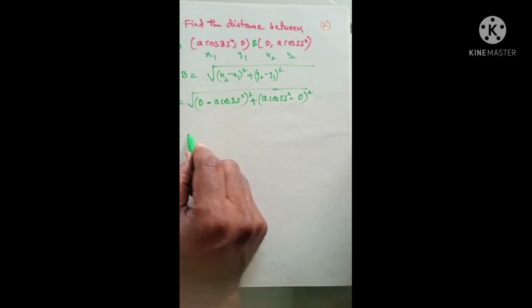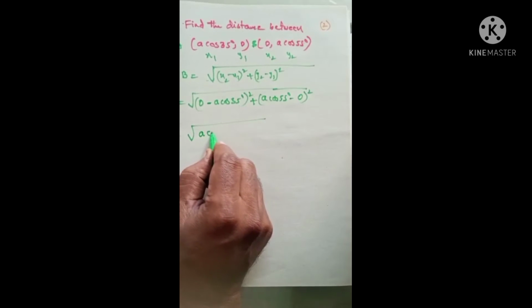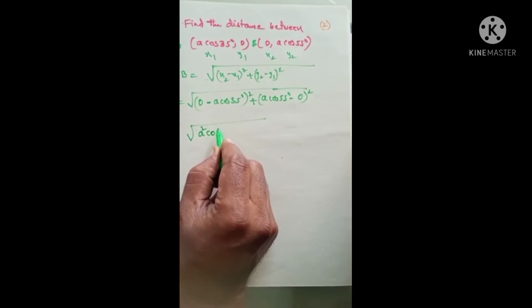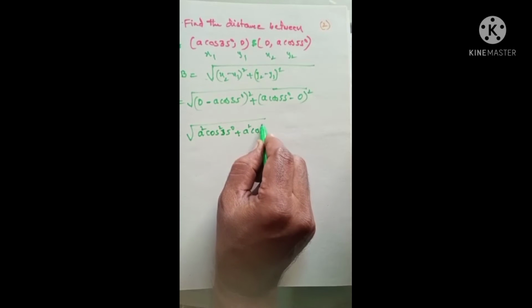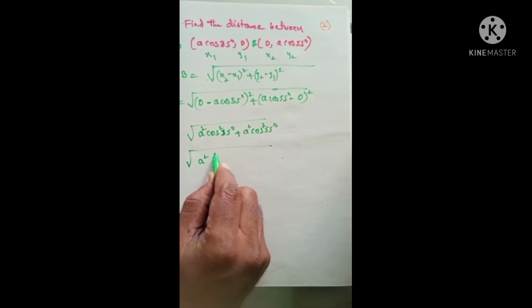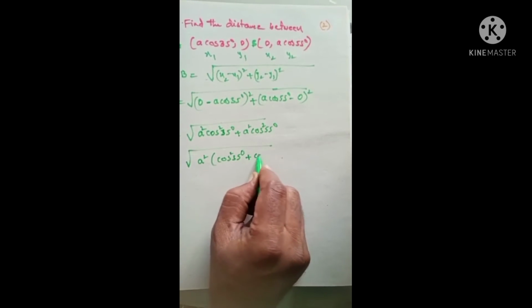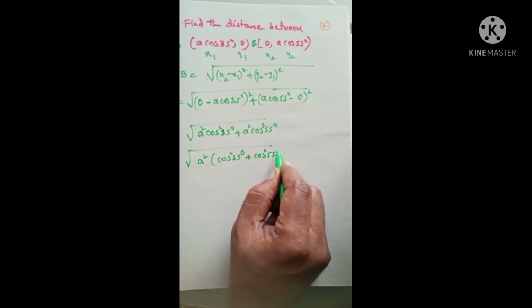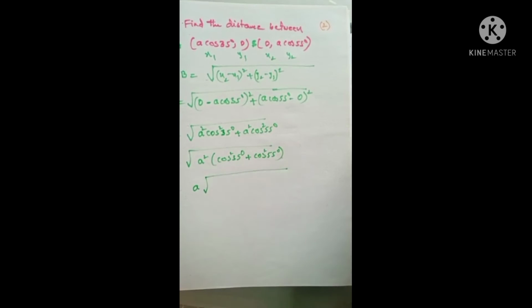Now if you see, under the root you will get minus a cos 35 degrees whole square. Directly I can write a square cos square 35 degrees, is it right, plus a square cos square 55 degrees. If I take a square as common, you will get a square times cos square 35 degrees plus cos square 55 degrees, is it right? So what is the root of a square? It is a. So here you want to use your trigonometry knowledge, beta.